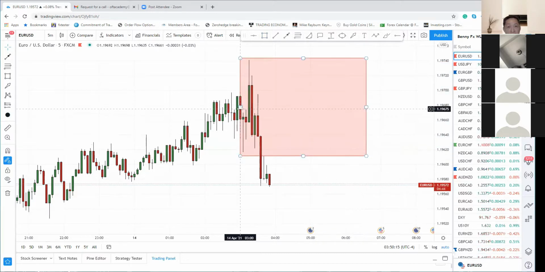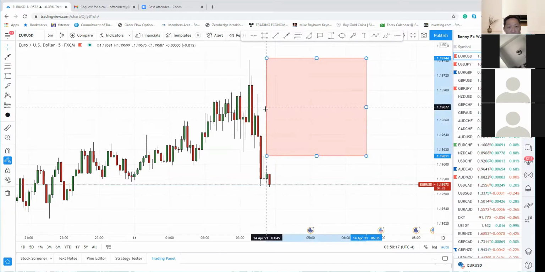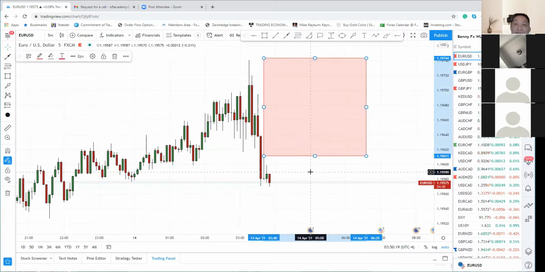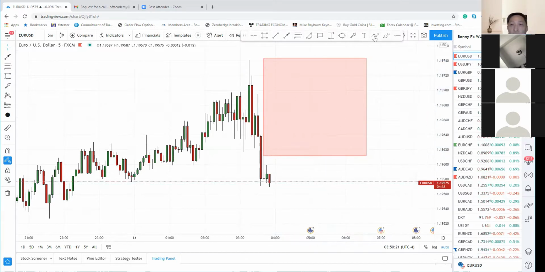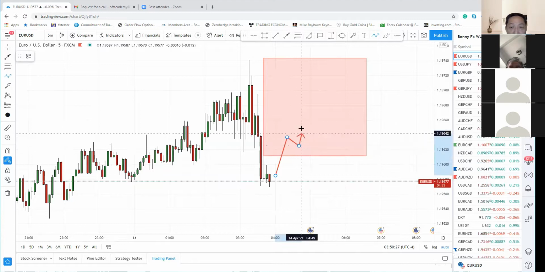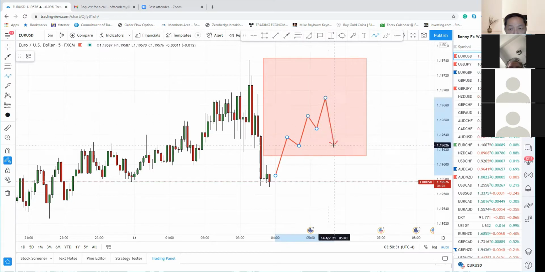I like to see the price come up before I sell. I'm not going to chase the market. So this is the area I'm interested in. What can I expect when the price comes here? I'm expecting the price to come up here to show me this change, and price come up.